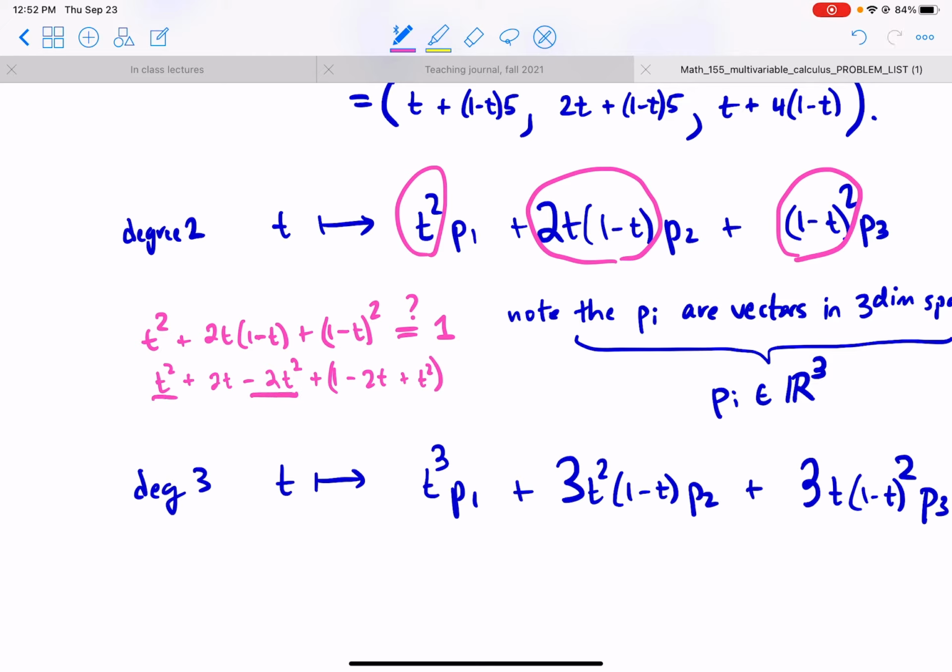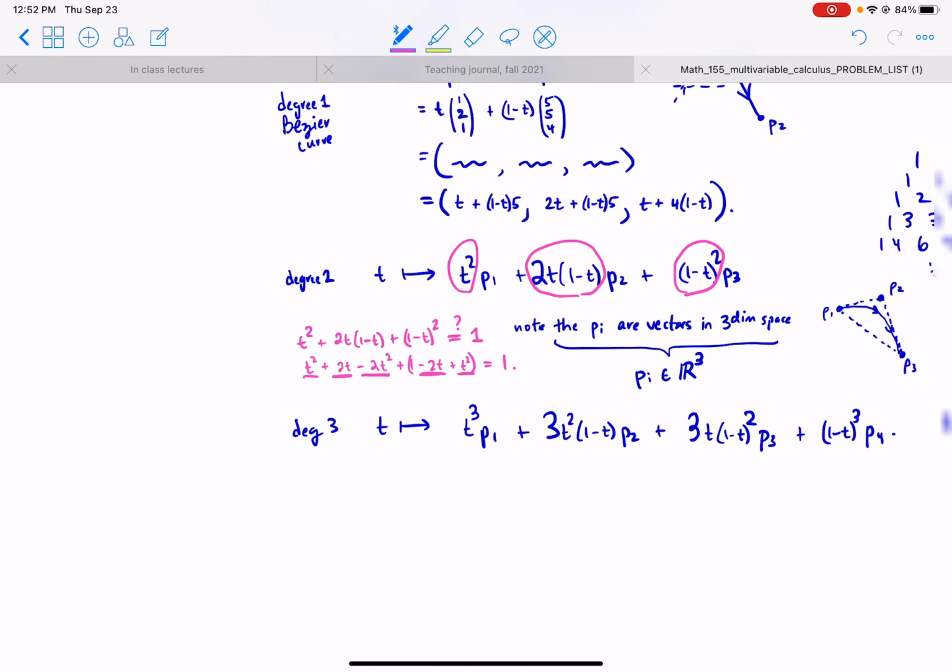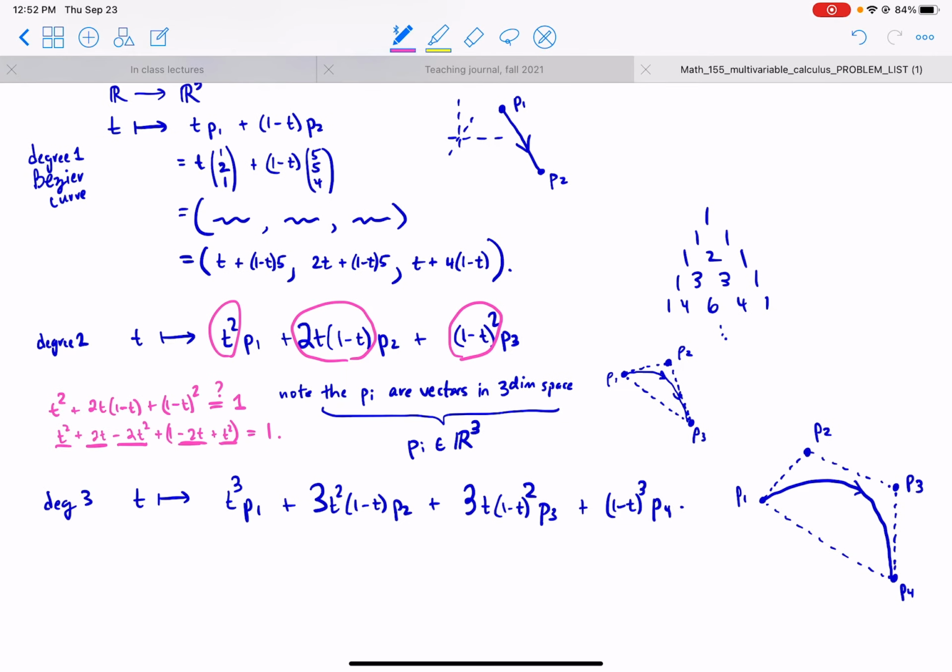Here I have a 2t and a minus 2t. It cancels. And what is remaining? Exactly 1. And so, why does this Bezier curve stay within that control triangle? Because the coefficients we put in front of it always add up to 1, no matter what t we plug in.